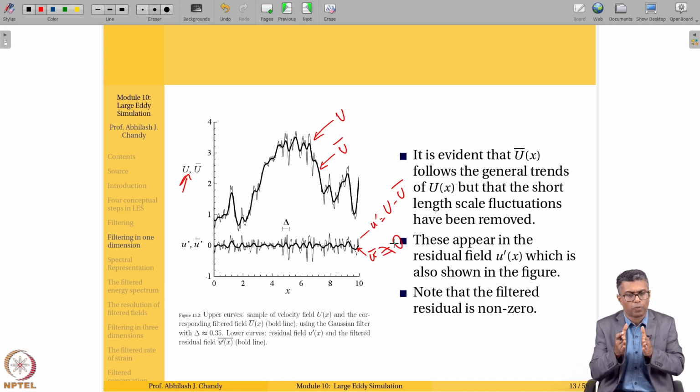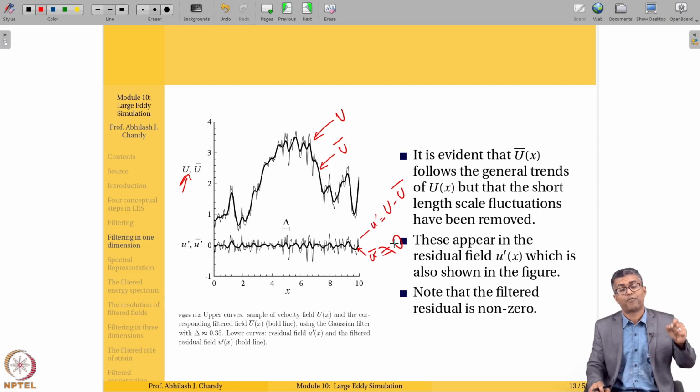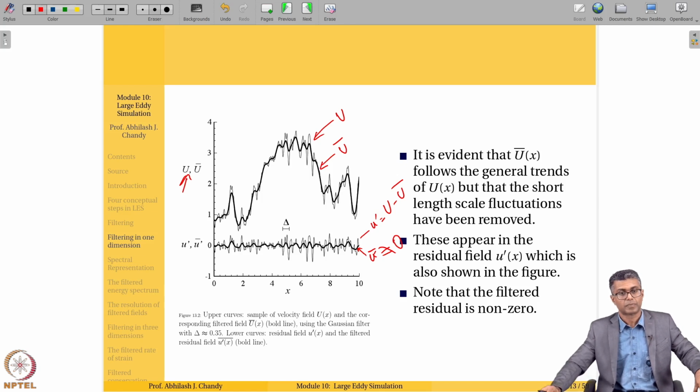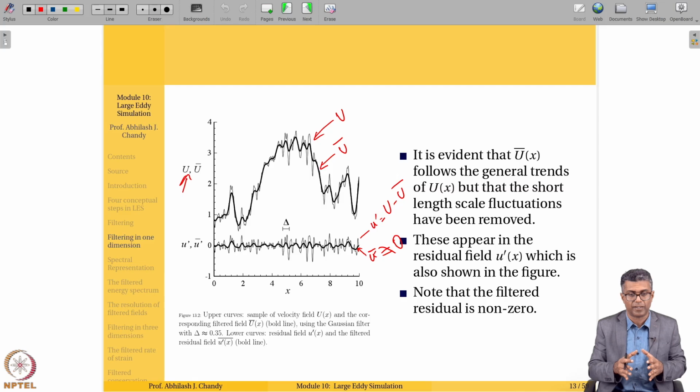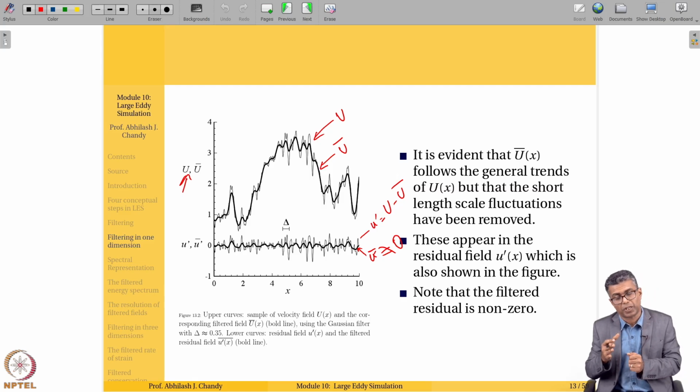You filtered it using some filter width delta, but the important thing to notice here is that u prime bar is not equal to 0. You have smoothed it out, yes, because you applied a filter. The same kind of smoothing operation has been done for capital U, as in the actual velocity field, and the residual field. And yes, you're smoothing it out, but you're not getting it to be 0. It won't be 0. It might approach 0 at some points, but it is not going to be 0. So that is what we have discussed here at length, the filtering operation and what it does.